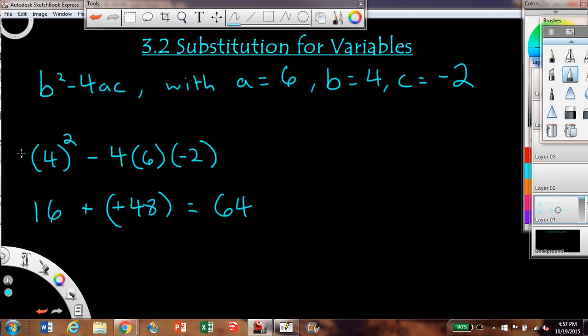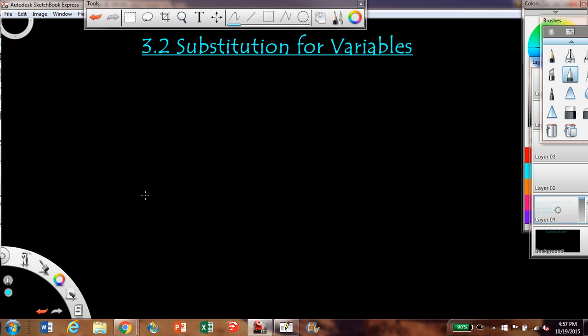Okay, and that's really all there is to it. Just make sure that you're substituting the right values in for the right variables. 4 squared, I plugged in the b, squared that, and then it's just order of operations. Okay, I'm going to do one more.